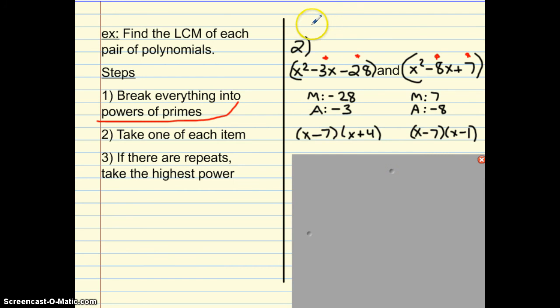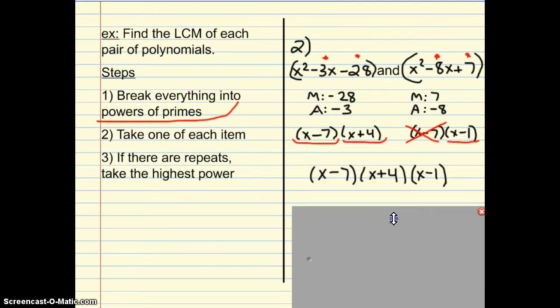Well, I am going to take one of each item, so I'm going to take my x minus 7, I'm going to take my x plus 4. I already have this one, so I don't need to take it, and I'm going to take an x minus 1. So my final answer is just all 3 of these right in a row.